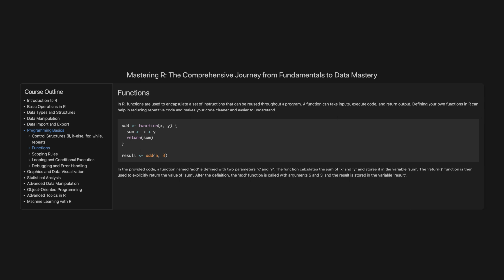In the provided code, a function named add is defined with two parameters, x and y. The function calculates the sum of x and y and stores it in the variable sum. The return function is then used to explicitly return the value of sum. After the definition, the add function is called with arguments 5 and 3, and the result is stored in the variable result.